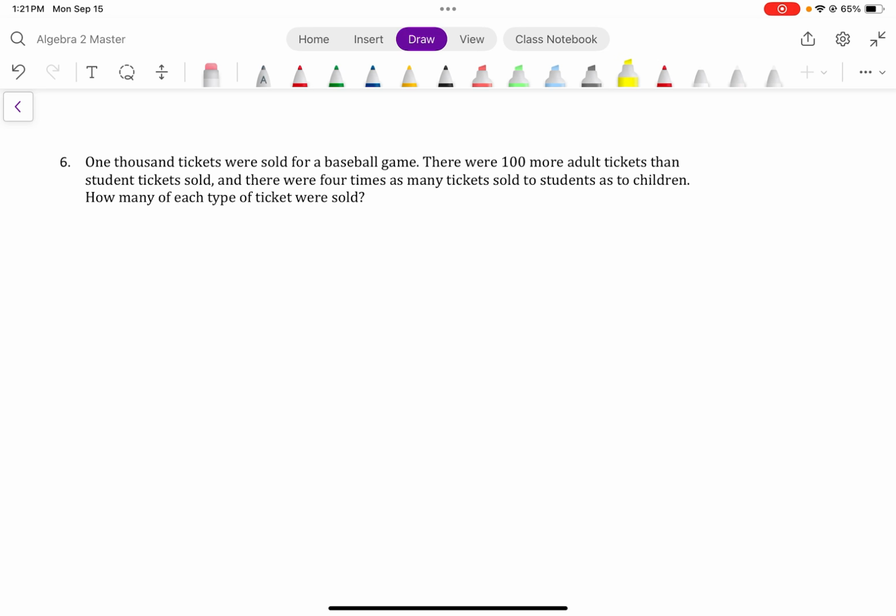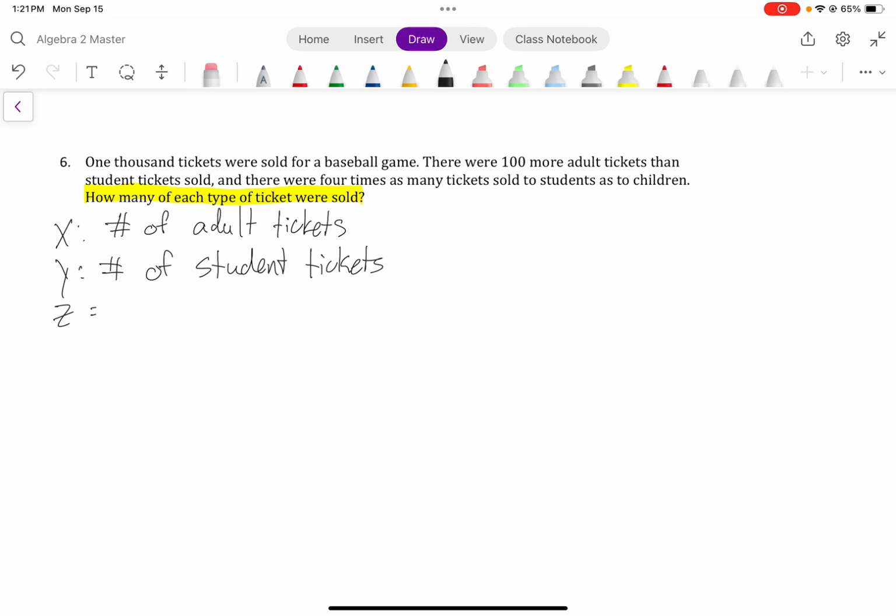So we're asking about how many tickets were sold for each type, and in this question it specifies there are 3 different types. There are adult tickets, student tickets, and children's tickets. So I'm going to define a variable for each. I'm going to go in the order that they came up. So X, I'm going to say, is the number of adult tickets. Y would be the number of student tickets. And Z is the number of children's tickets.